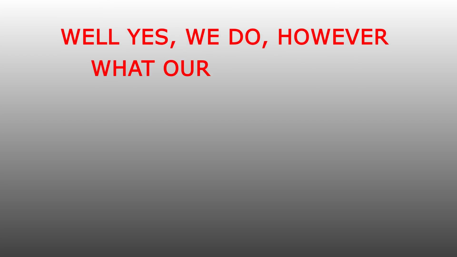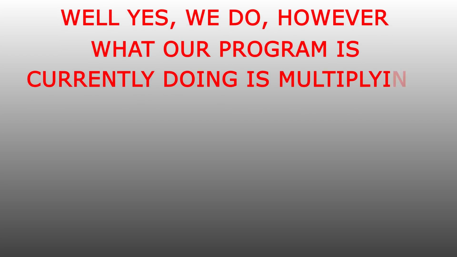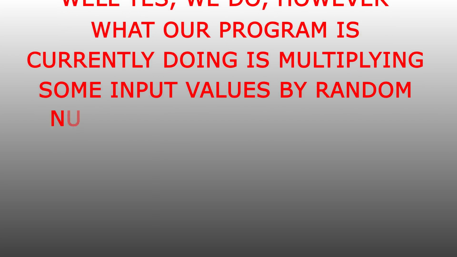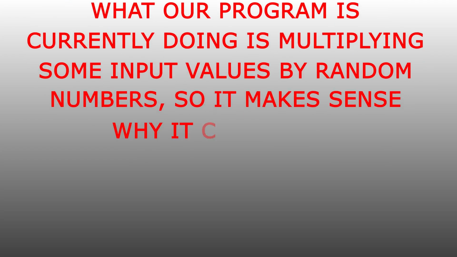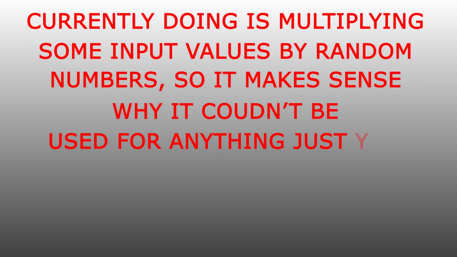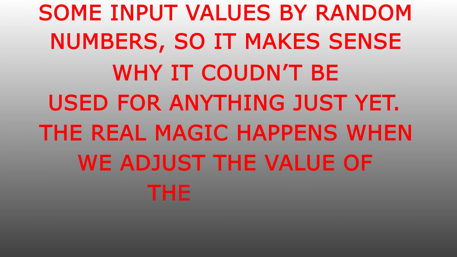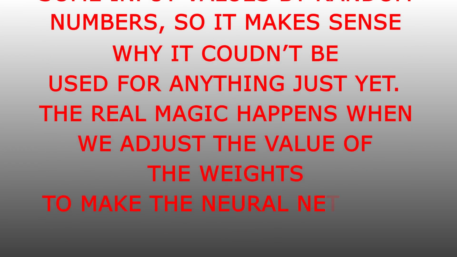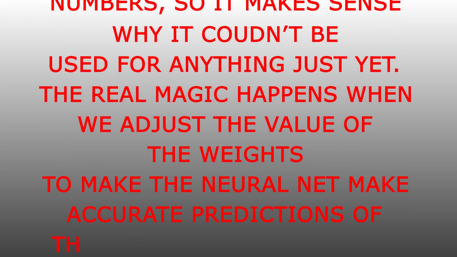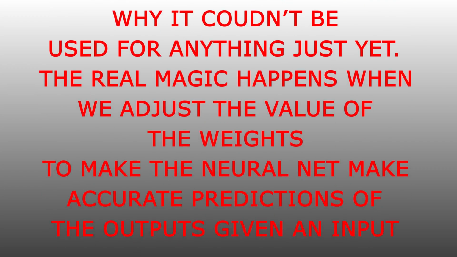Now we have a neural net, right? Well, yes, we do. However, what our program is currently doing is multiplying some input values by random numbers, so it makes sense why it couldn't be used for anything just yet. The real magic happens when we adjust the value of the weights to make the neural net make accurate predictions of the outputs given an input.